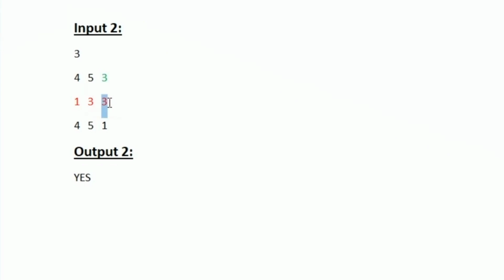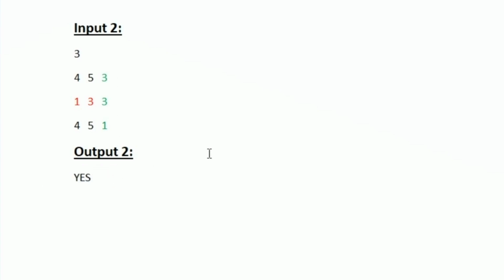So the second row 1, 3, 3 is identical to the last column when we check it from bottom to top. So even in these cases, we have to print yes as our output. So we have to print no as our output only when we are not able to find even a single identical row and column, even after checking like this. So our output should contain either yes or no.